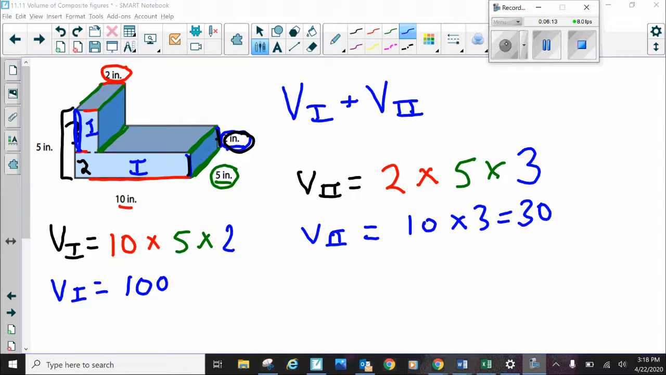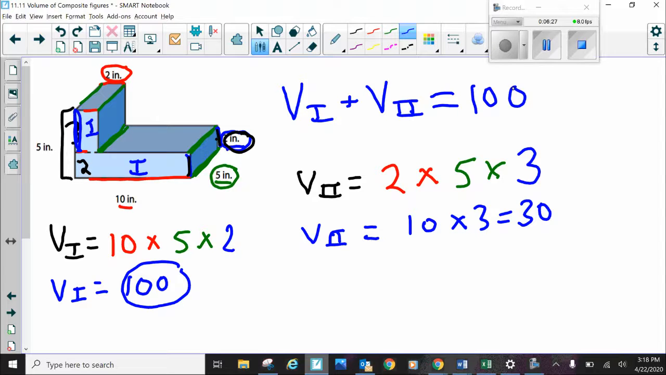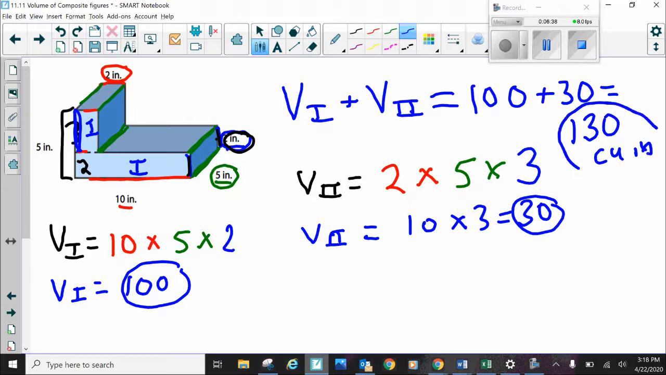So now we have one last step. I've got the volume of figure 1. I've got the volume of figure 2. It's time to add those two volumes together. So going back up to the top, I've got volume of figure 1, 100 cubic inches. I've got the volume of figure 2, 30, and therefore my total volume is 130 cubic inches. Okay?